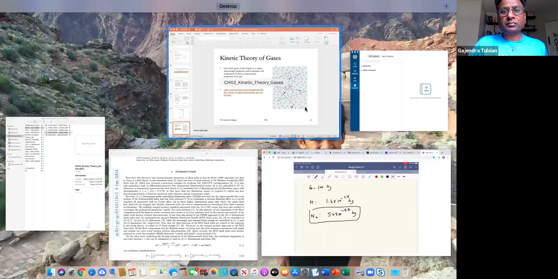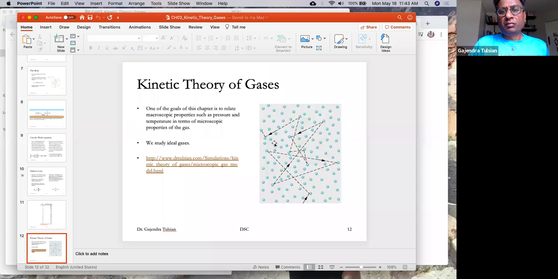Now what we're going to do is relate the properties of the atoms and molecules to macroscopic variables such as pressure, volume, and temperature. We are studying an ideal gas, meaning we are neglecting the interactions between the molecules. There are no intermolecular forces between them; they only interact when they collide, and all these collisions are elastic.